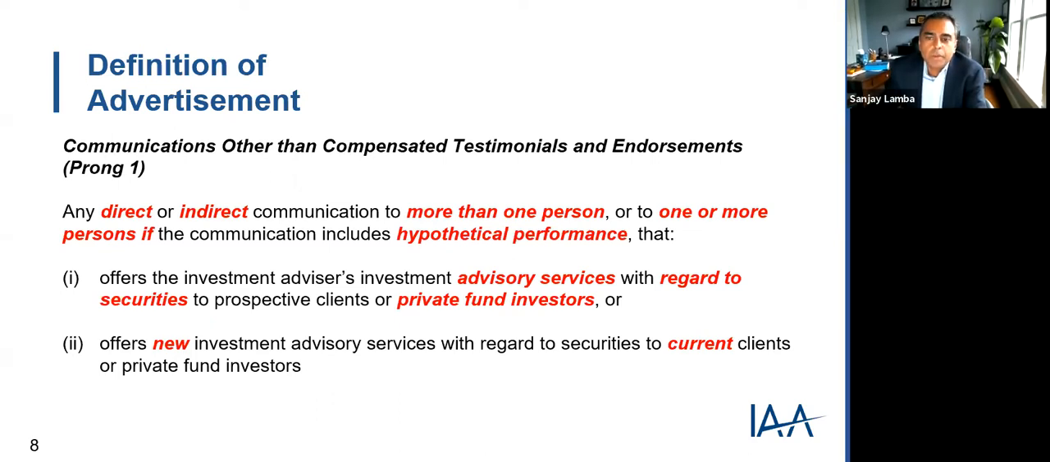This one is perhaps the biggest improvement over what was proposed. Under the proposal, this language would have been "one or more persons," which essentially would have brought all one-on-one communications into potential scope of the advertising rule. This "more than one person" should sound familiar to you because it's in the current rule. Essentially, it acts as an exclusion for one-on-one communications, except with respect to communications that include hypothetical performance, where the SEC retained the "one or more" as proposed aspect of it.